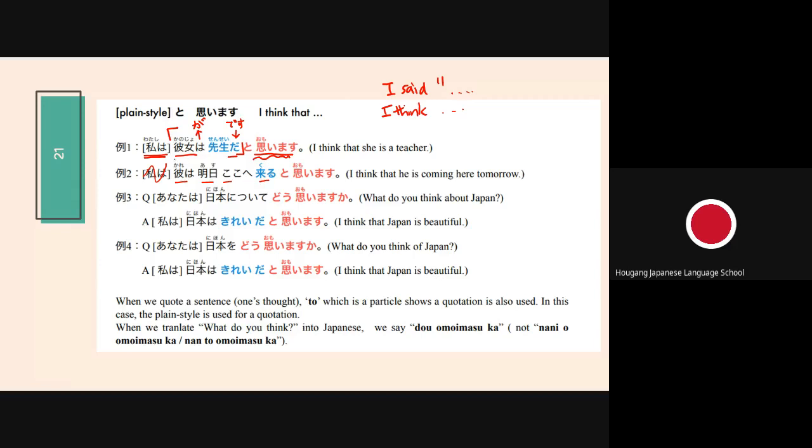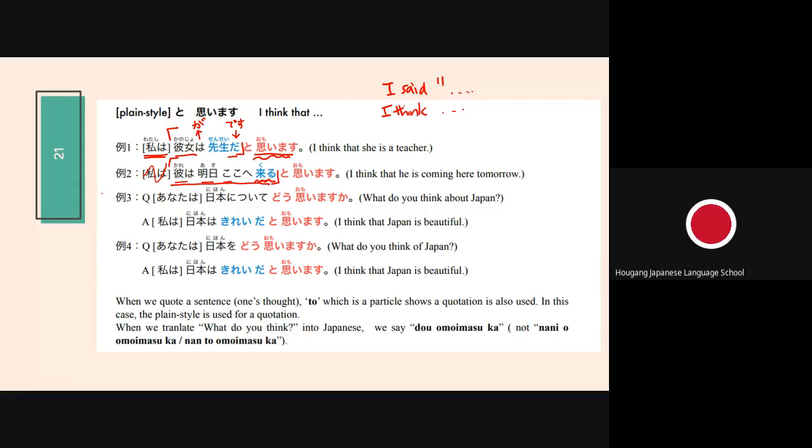I think he's coming here tomorrow. Okay. Simple. So elementary one, right? Kare wa ashita koko e kimasu. You should be able to understand. Just change to kuru. Group three, kimasu, kuru.